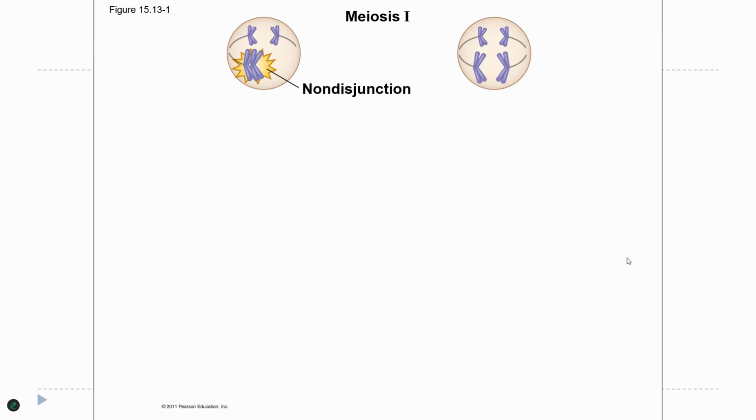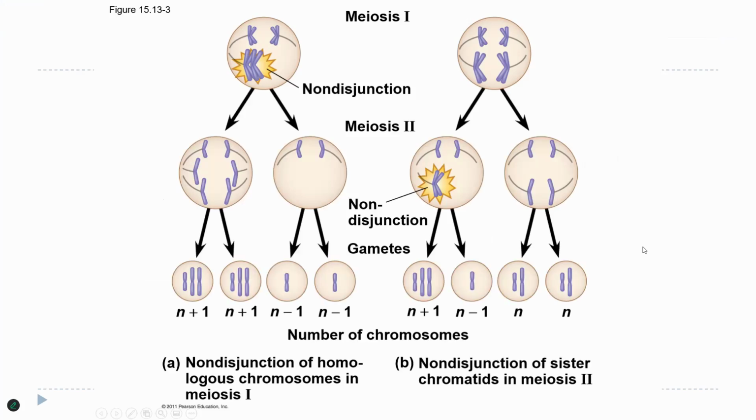Non-disjunction can happen either in meiosis 1 or in meiosis 2, and in either case, you're going to get the wrong number of chromosomes. If non-disjunction occurs in meiosis 1, then both of these homologous chromosomes end up in that first daughter cell, and you now have an extra chromosome in this cell and a missing chromosome in that cell. Then when it divides the second time, you've got two cells with an extra chromosome and two cells with a missing chromosome.